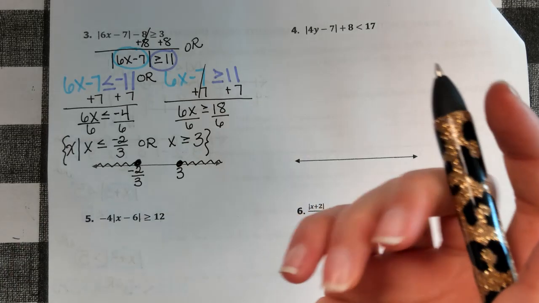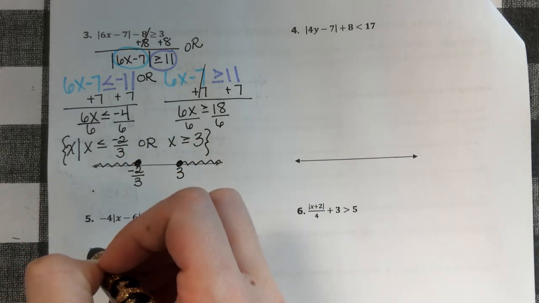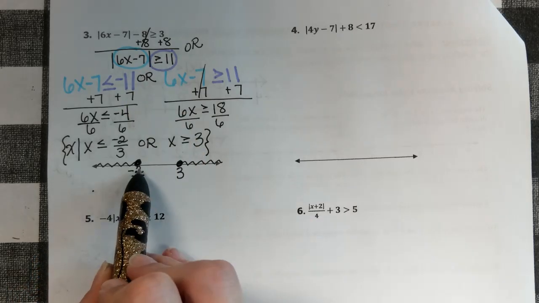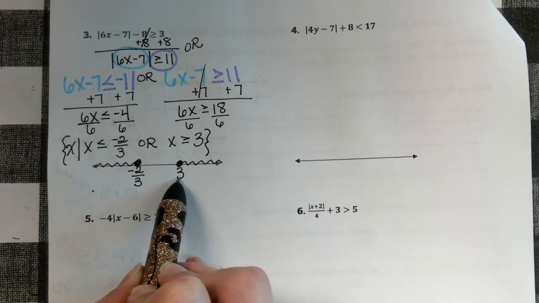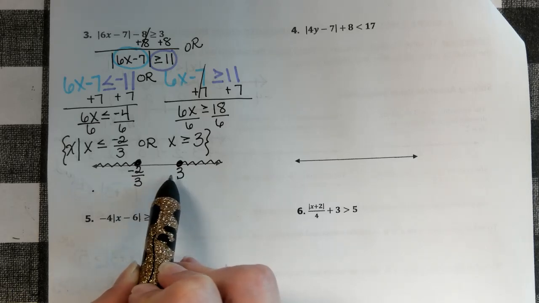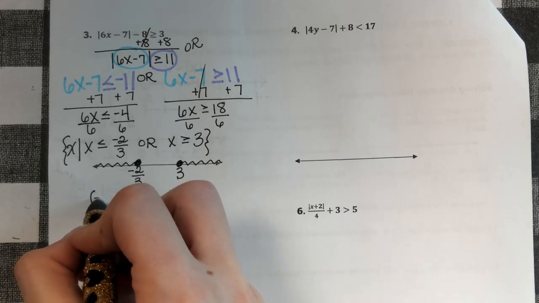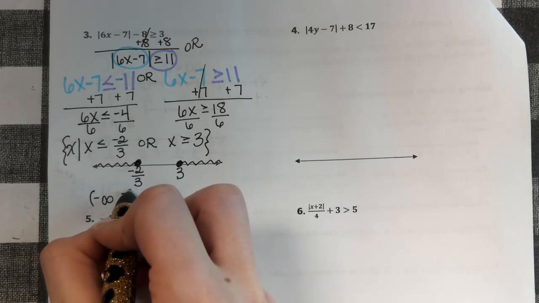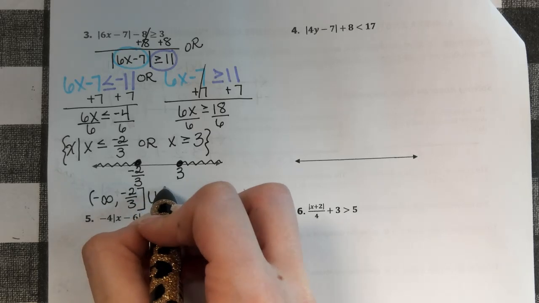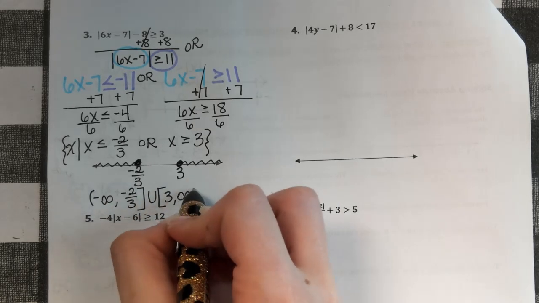Oh, and it's going to be bracket negative 2/3, comma, 3 bracket. Okay. Now that would mean I'm going anywhere between negative 2/3 and 3. Is anything shaded between the two? No. So start from the left. Oh, infinity. There you go. Negative infinity to your negative 2/3 with your bracket. And then your U, or you can write your or. Then 3 to positive infinity.